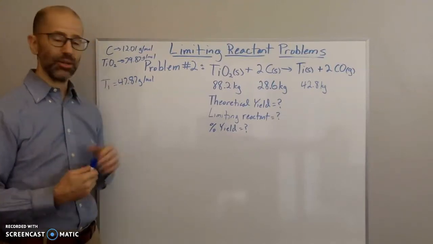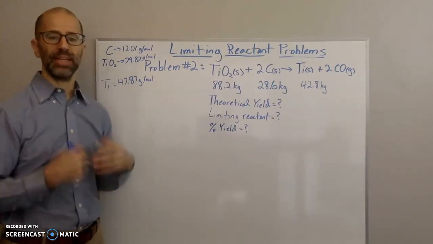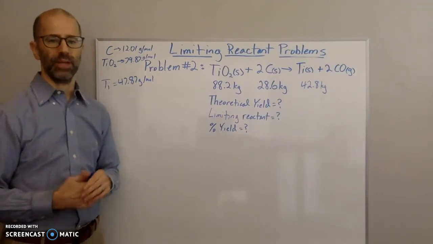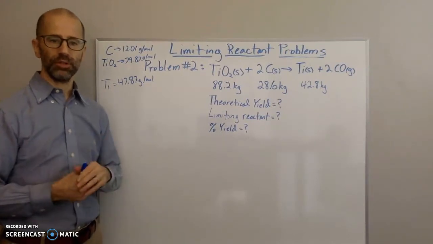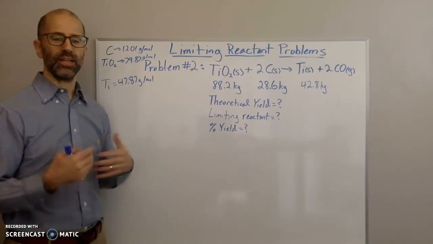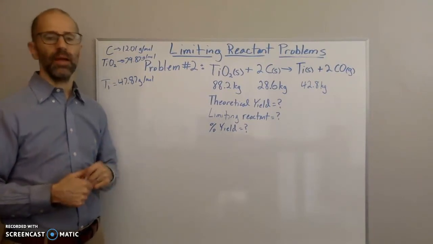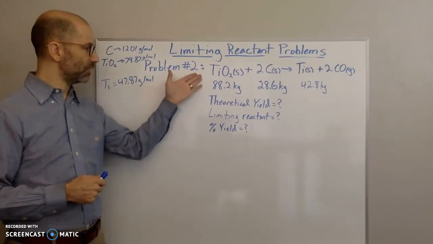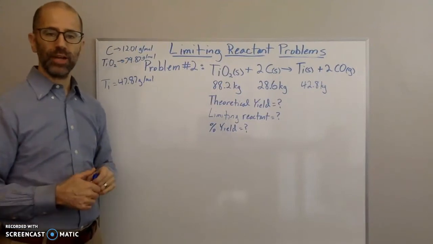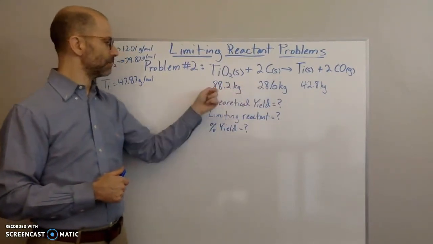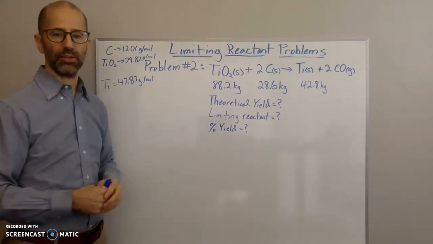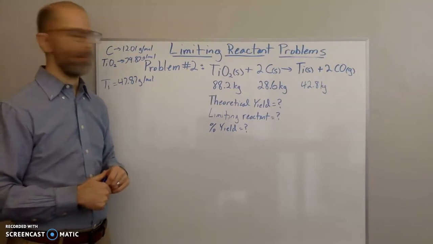In this problem, again, your typical limiting reactant problem is where they give you a balanced equation or they ask you to balance the equation. There are different levels of difficulty, but either way, you need a balanced equation, and they give you one amount of each reactant and don't really tell you much more than that. They say find the limiting reagent or find the theoretical yield, and so on.